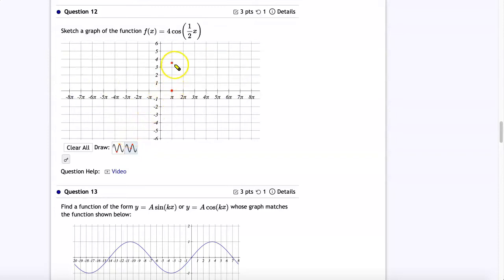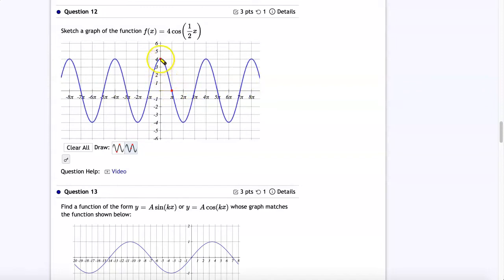Now it's cooperating. Okay, now I have a midline point here, and I can come back up here to 4, and there is the cycle. So we have an amplitude of 4. We go down to 0 a fourth of the way through the cycle, drop down to -4 halfway through the cycle, come back up to 0 3/4 of the way through the cycle, and then we have reached one full complete period after 4 pi.